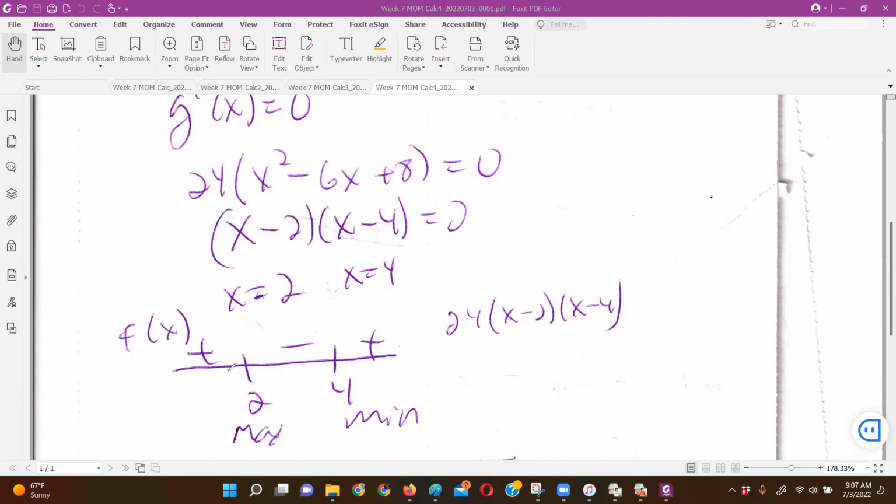So I know because the derivative is changing from a positive to a negative, the function changed from an increasing function to a decreasing function. So there's a maximum that happens at 2. What that maximum is, I'd have to go back in and find it in the original function. And because the derivative is changing from a negative to a positive, or the function is changing from a decreasing function to an increasing function, it's a minimum at x equals 4. But here, it asked me to do that.